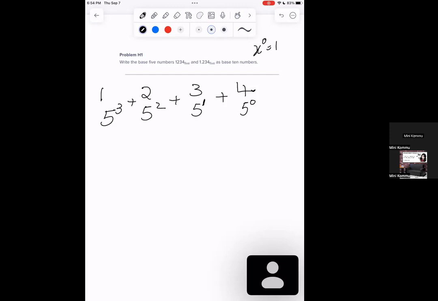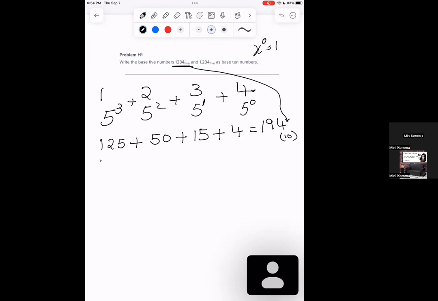All right. So 5 cubed is 125. 125 times 1 is 125. 5 squared is 25. 25 times 2 is 50. Plus 5 times 3 is 15. Plus, again, 5 to the power of 0 is 1. 1 times 4 is 4. When you add all these numbers, you'll get 194. And this number is in base 10. So we have just converted 1234 to base 10, and that is equivalent to 194.